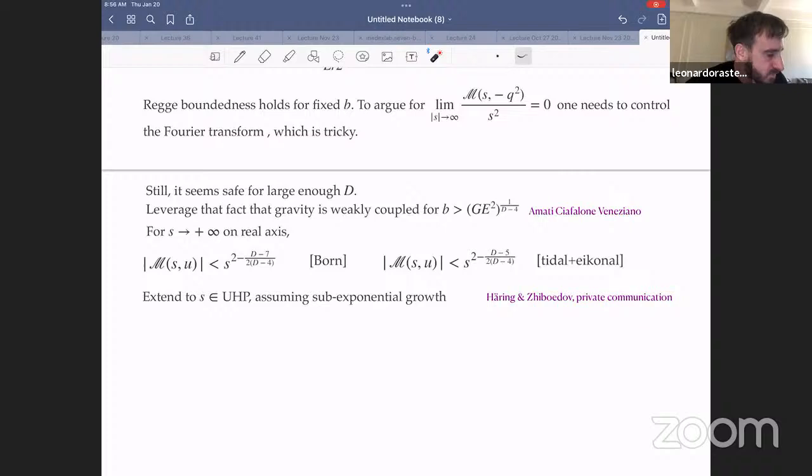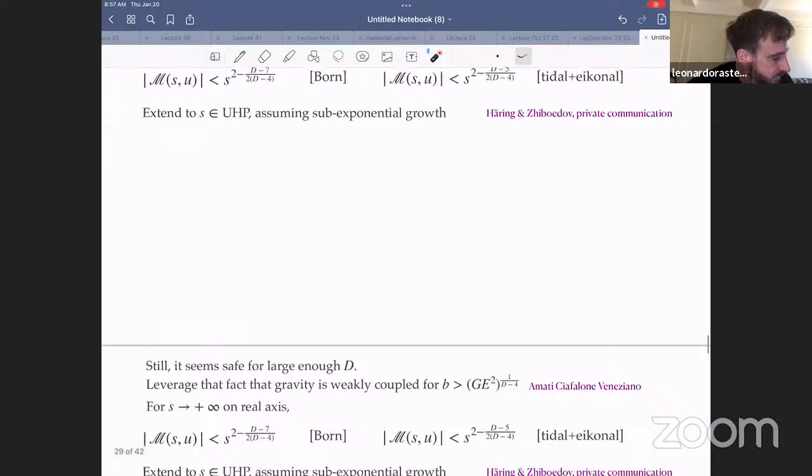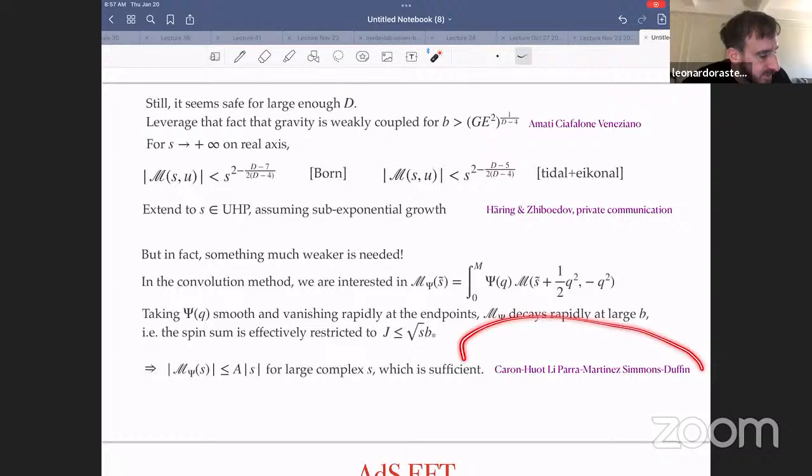Once you have established this for positive S, which is the physical region, you can extend this to the complex plane by assuming some exponential growth and using standard theorems in complex analysis, you can extend this to the arbitrary complex region. Okay, the good news, which is emphasized by our friends, they told me a few months ago, but it's nice to explain this recent paper, is that actually you need something weaker.